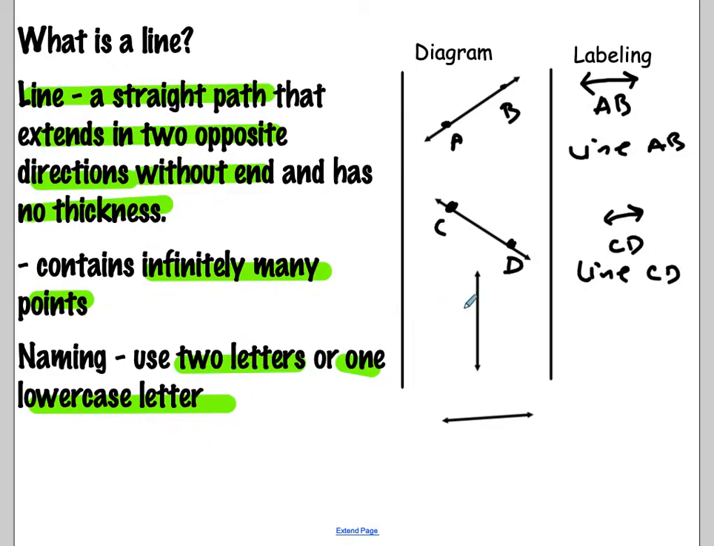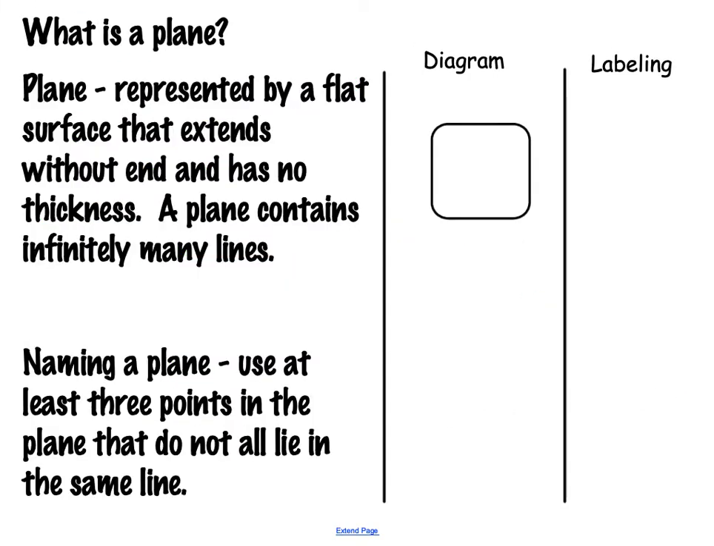You can also use a lowercase letter. So let's say this is line M, okay? We don't label points for that. We just say this is line M. Let's say this is line K. Again, there's no labeling to that. So this is just line K, okay? Let's take a look at the next example.